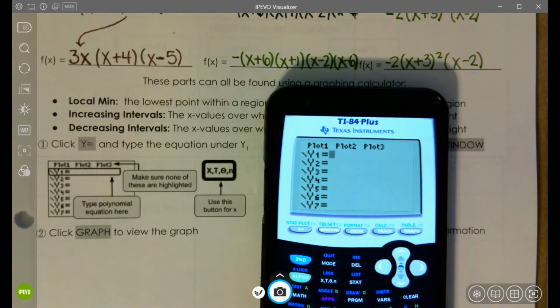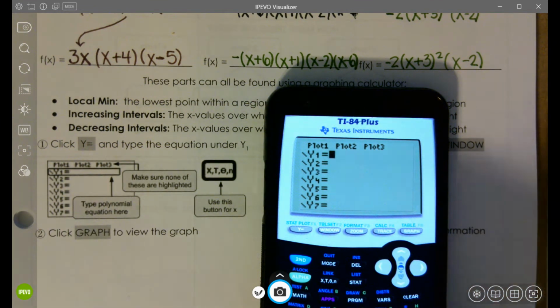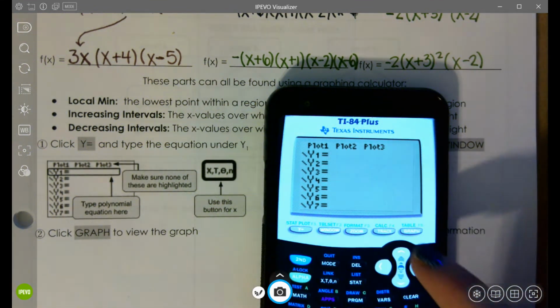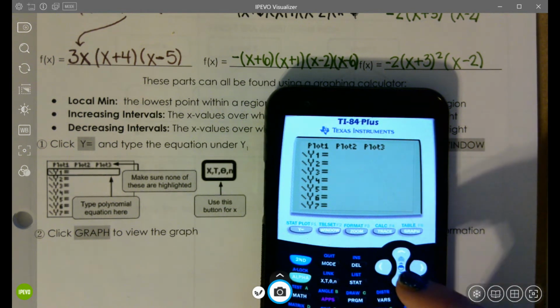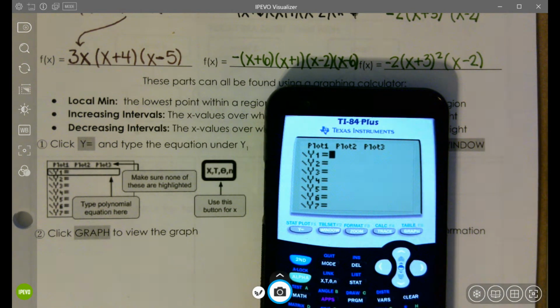One thing that you need to do before you can do any of this is make sure that none of these are highlighted. When they are highlighted, it looks like this. See how that's bold? If that's highlighted, you want to go up till it's flashing, hit enter, and go back down. Somebody might have messed with your calculator if it's not yours, if it's one we're using in the classroom. And then you're going to type your equation.